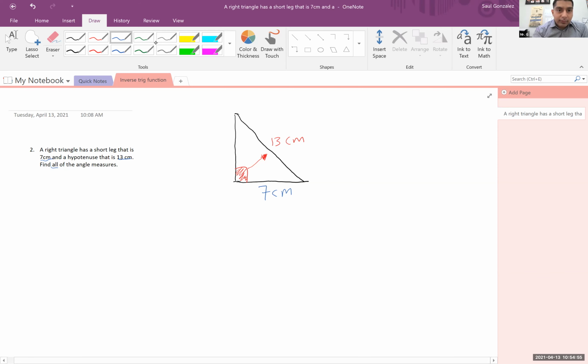So let's go ahead and find this first one. I'm going to call this angle A right here. I'm also going to color it. So this angle A. Let's label the sides of this right triangle with respect to this angle. So we know that the longest side is the hypotenuse, no doubt about it. And we have this side that is next to this angle. So this side right here, the 7 centimeters, is the adjacent side. So I'm going to write adjacent.